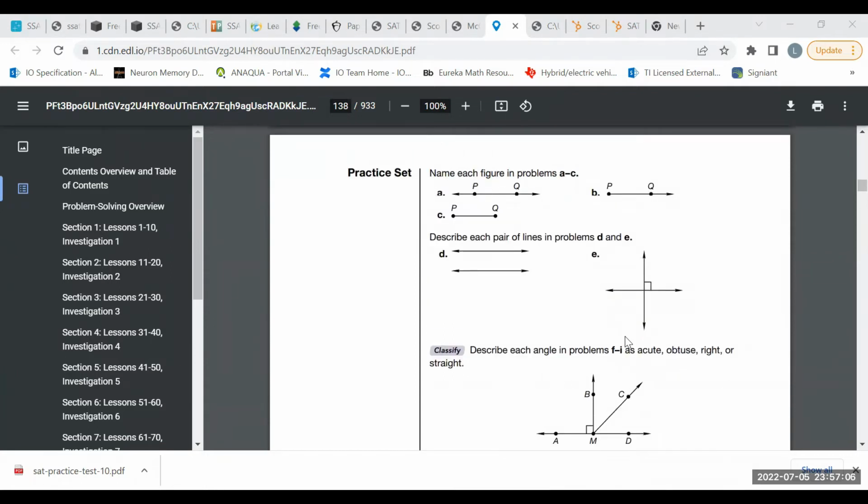Okay, practice set. All the questions. Go ahead, one after the other. A is a line. B is a ray. Correct. C is a segment. Correct. D is parallel lines. Correct. And E is perpendicular. Perfect.